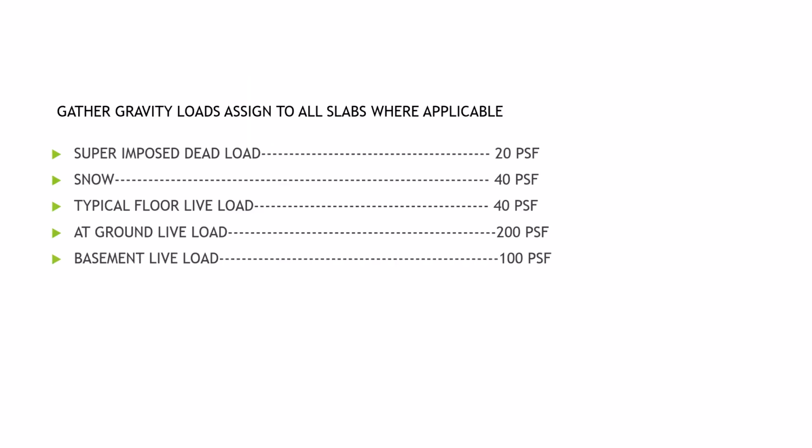Gravity loads are then gathered and assigned to the model. These include superimposed dead loads, snow loads, and live loads for typical floors, as well as higher live loads at ground and basement levels. These loads establish both vertical demand and the seismic mass of the structure.